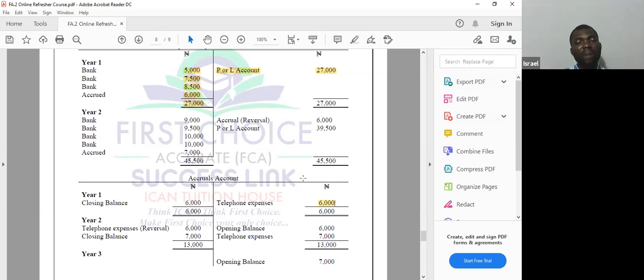Now, remember that your 6,000 under your accrued account will be your opening figure for the next year. It's not written down to the profit or loss account. Please do not make the mistake of writing a liability or an asset to your profit or loss account. No, that's not the way. So once it's been found on the accrued account, telephone expenses, we have 6,000. After that, we have year two. For year two, we have our opening balance. Can you see our opening balance is 6,000? How do we get our opening balance? It's from the closing balance from year one. We have that to be 6,000.